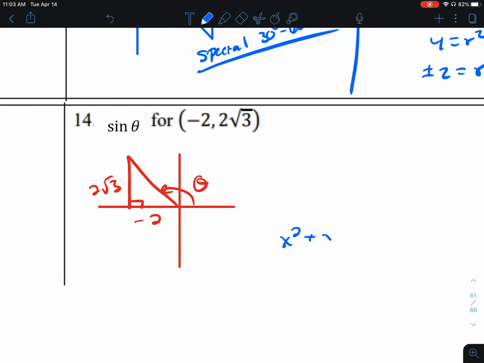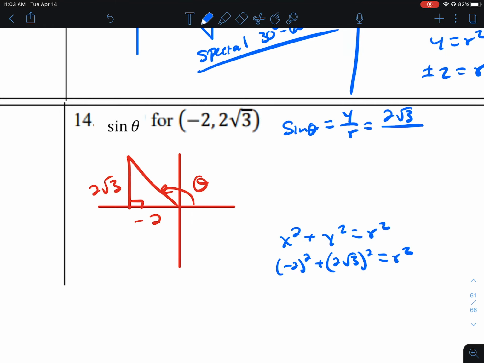We got x squared plus y squared is r squared. And we have to know what r is because sine of theta is y over r. We know what y is. It's 2 square roots of 3. We don't know what r is. So x is negative 2. We have to square that. Y is 2 square roots of 3. We have to square that.